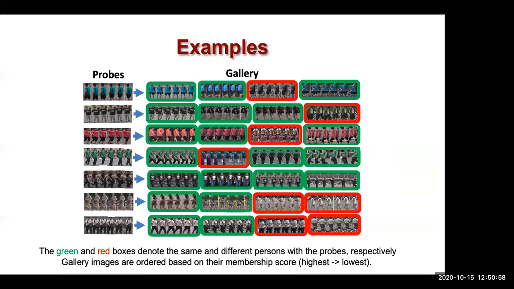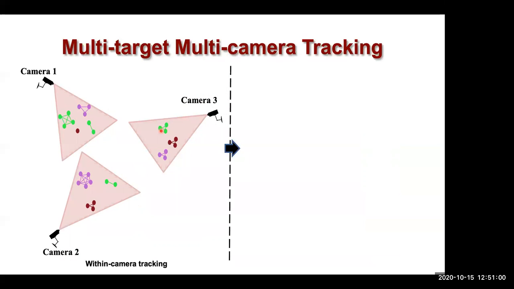Now, let me quickly talk about a related problem. Conceptually it is different, but there are, of course, similarities between person re-identification and multi-target, multi-camera tracking. So here, as before, we are in a multi-camera setting, possibly with non-overlapping cameras, like in this situation, and you want to track people or objects from one camera to the other.